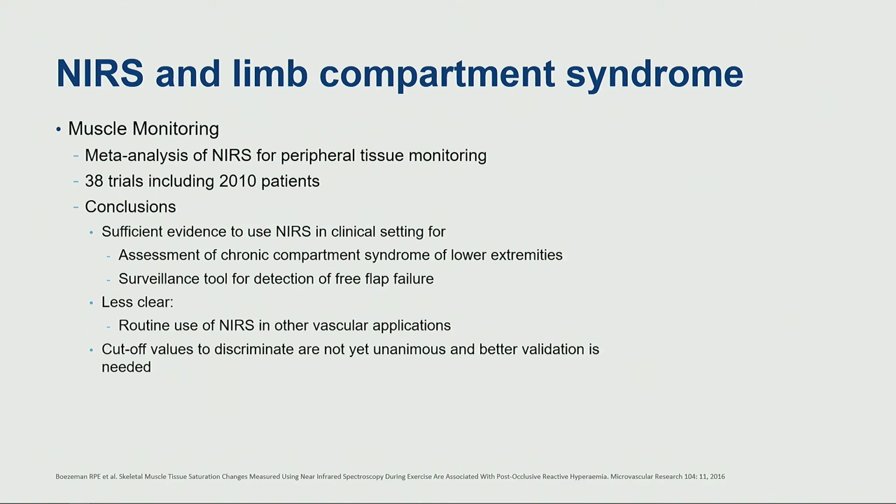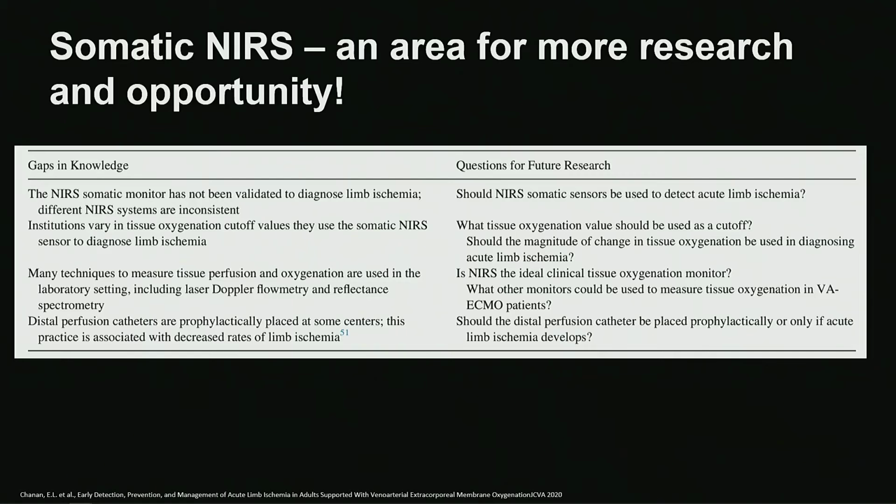And again, the data is still in evolution here. This is a meta-analysis here, 38 trials across about 2,000 patients. And they did conclude that there was sufficient evidence for the use of NIRS in the assessment of chronic compartment syndrome, and also as a tool for detection of free flap failure. And I'll talk a little bit more about why and what we need to do.